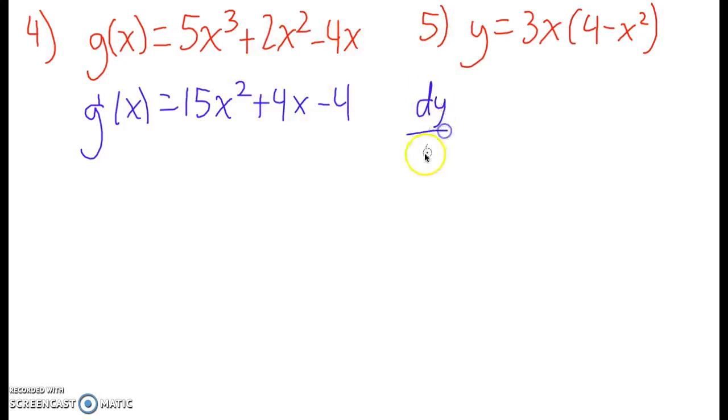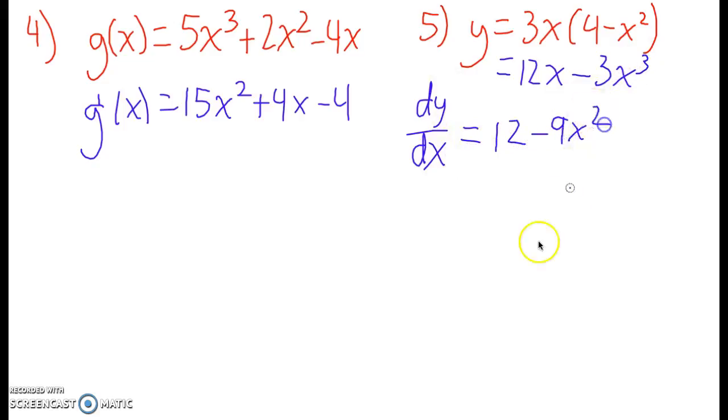Likewise, over here, dy dx. Well, you might have noticed that I got a little ahead of myself, because it's not written in the same form. I need to use the distributive property first. So I can rewrite this as 12x minus 3x cubed, and then my derivative would just be 12 minus 9x squared. Often you'll see them written in descending order of the power of x, so you might see it written as negative 9x squared plus 12, but either one of those is an acceptable answer for the derivative of this function.